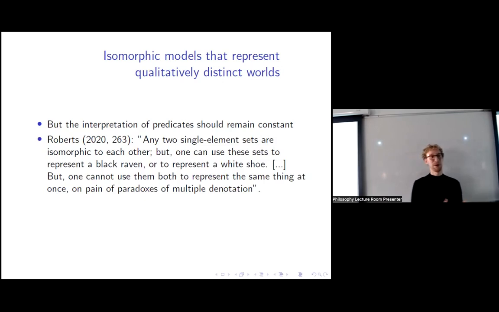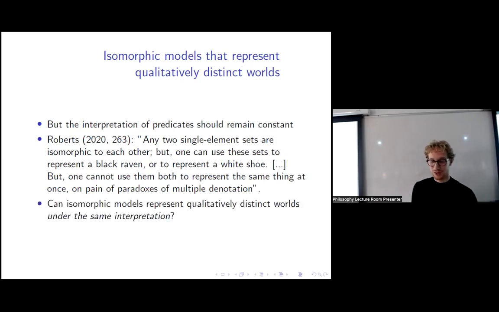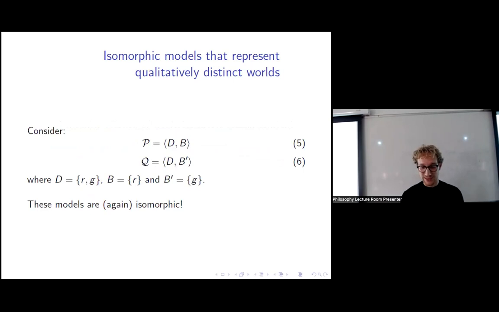But one cannot use them both to represent the same thing at once on pain of paradoxes of multiple denotation. So really what we want is, can isomorphic models represent qualitatively distinct worlds under one and the same interpretation? But I think they can do that as well.